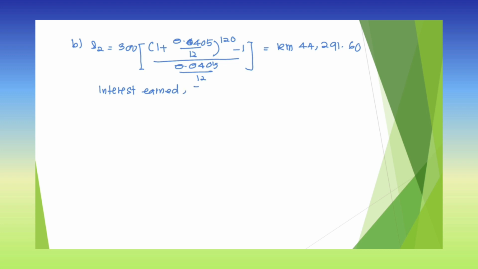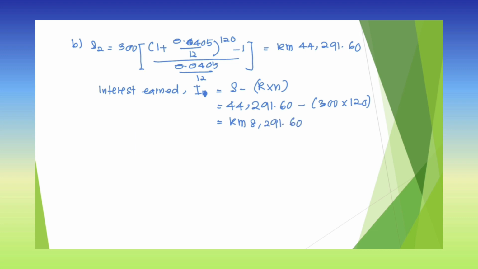The interest earned for this case, let's say I1, is S minus R times n. So S here is 44,291.60 minus R 300 times 120. So interest earned is RM 8,291.60.